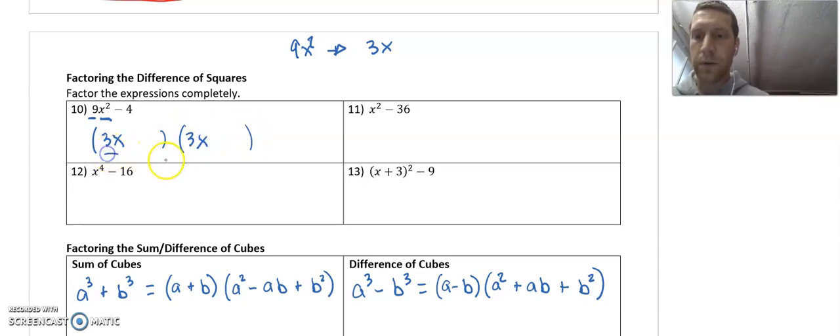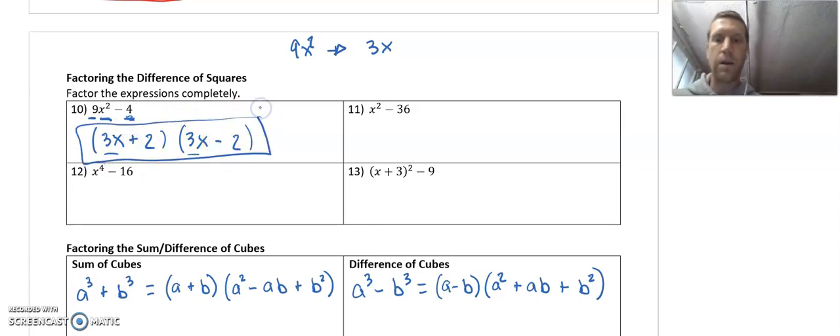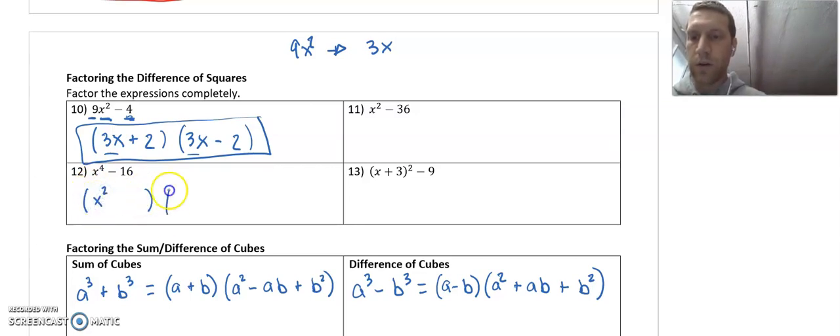So the first perfect square, the square root goes in the first spot. The second one, 4, of course, is a perfect square. Square root of that goes in the second spot, and you'll have 1 positive, 1 negative. Okay, feel free to distribute that out just so you can double check. Let me do 12 as well. So the square root of x to the 4th is x squared. Square root of 16 is 4, so plus 4 minus 4.